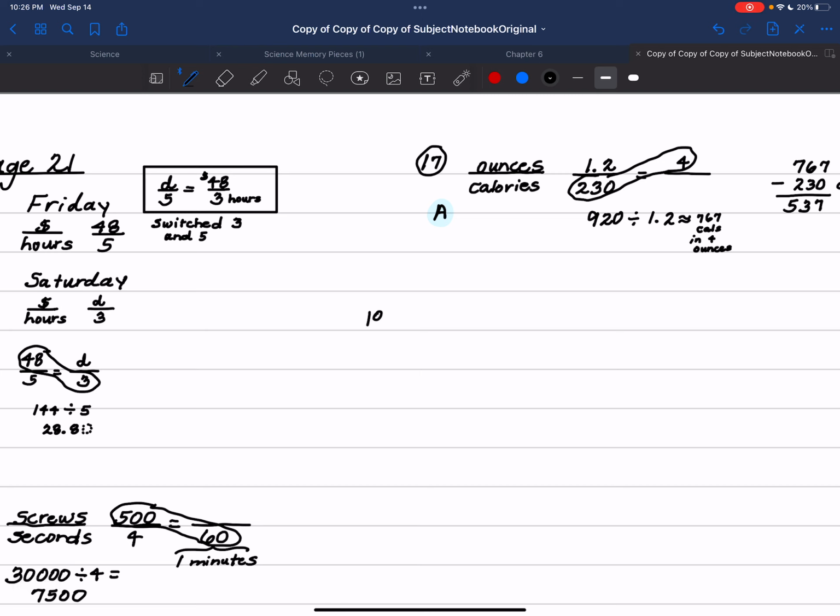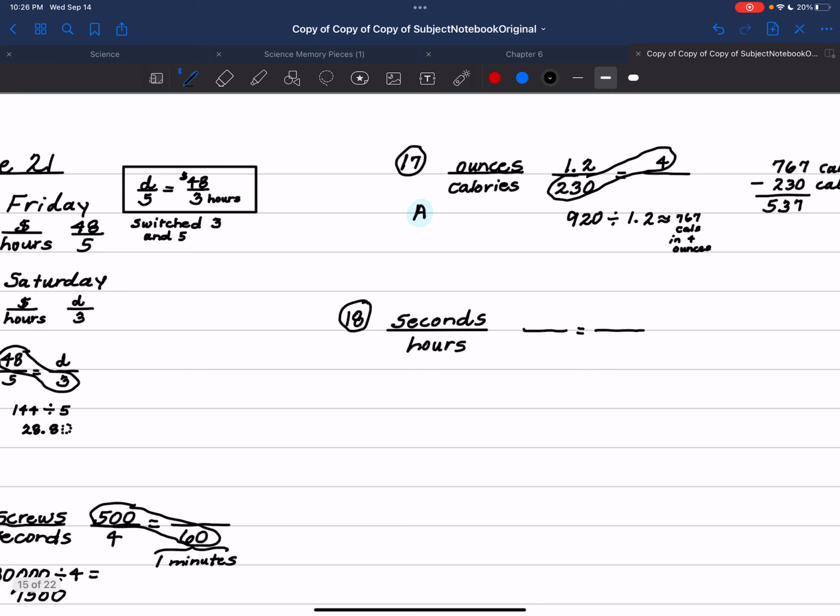Number 18. How many seconds are there in a day if there are 18,000 seconds in 5 hours and 24 hours in a day? So we are comparing seconds to hours, essentially. You could compare it to a day if you wanted to, but you would need to convert. So I'm still going to have to convert, but I think this is an easier conversion.